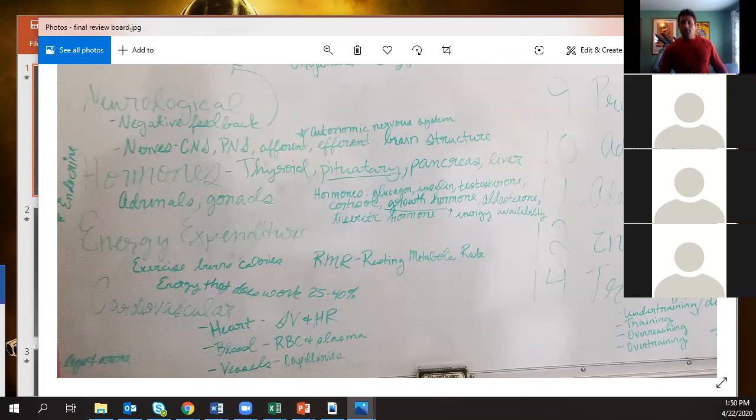Increases? Yes, increases. That's going to allow us to keep our body temperature up. So it's great to have a higher resting metabolic rate, or obviously to move when you're cold, because it's going to increase your body temperature. That's absolutely normal.